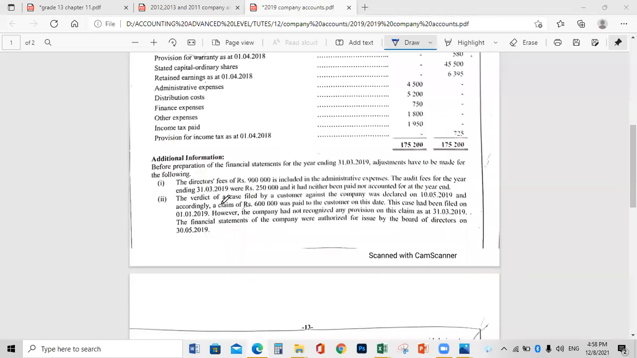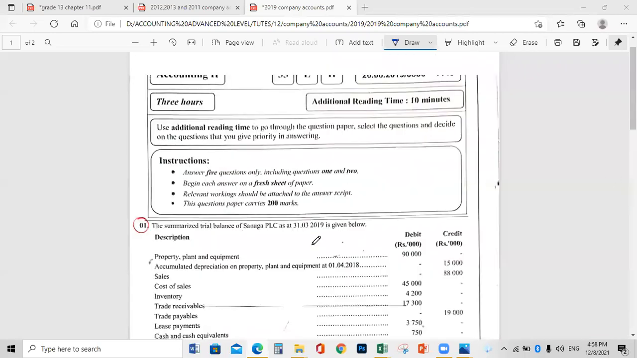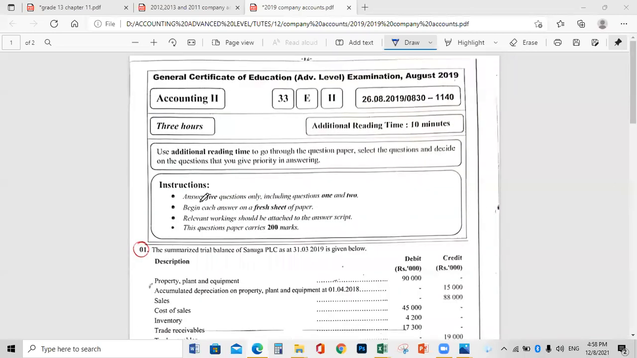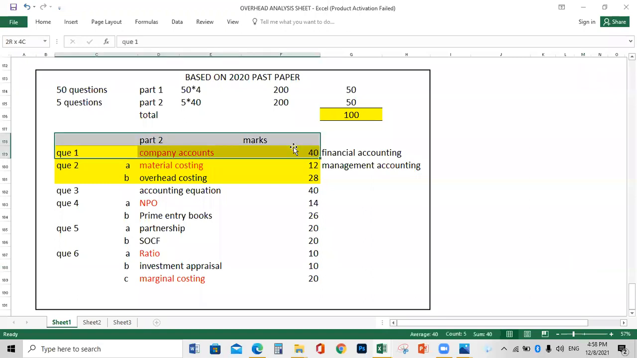So it is a compulsory question. You cannot avoid it. They will say it is compulsory: answer 5 questions only, including 1 and 2. If you take the 2020 past paper, the first question will be company accounts. It is a compulsory question. You cannot avoid it.